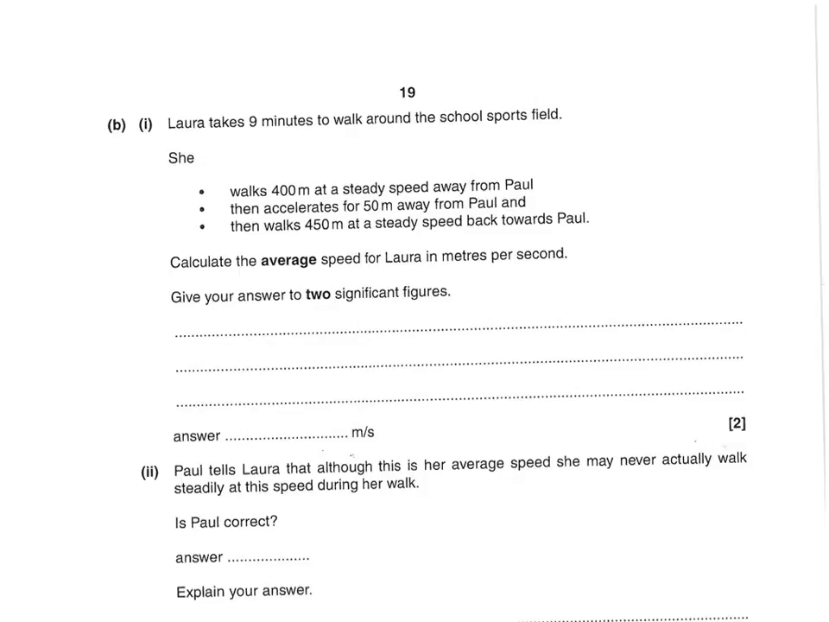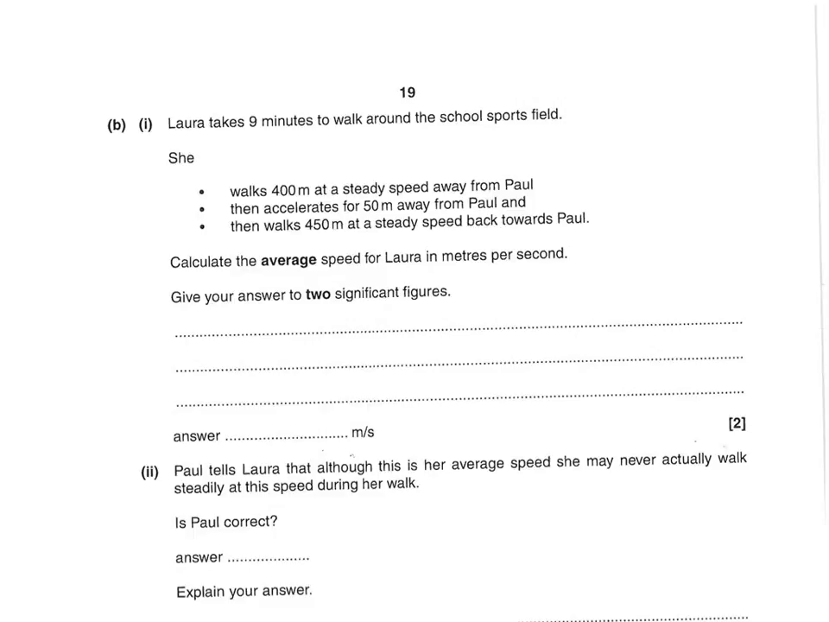Next question. Laura takes 9 minutes to walk around the school sports field. She walks 400 metres at steady speed away from Paul, then accelerates for 50 metres away from Paul, and then walks 450 metres at steady speed back towards Paul. Calculate the average speed for Laura in metres per second. Give your answer to 2 significant figures.